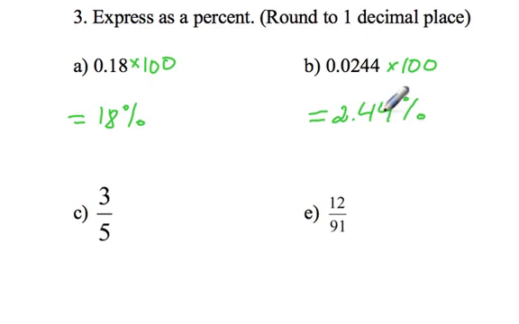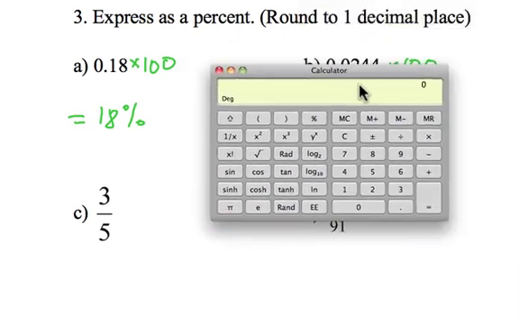It tells us to round to 1 decimal place, so I'm going to look at the second decimal place because that's going to help me decide whether I'm rounding up or down. It's a 4, so I'm rounding down. Approximately equals 2.4%. Question C, we will first calculate the decimal number of this fraction and then change it into a percent.